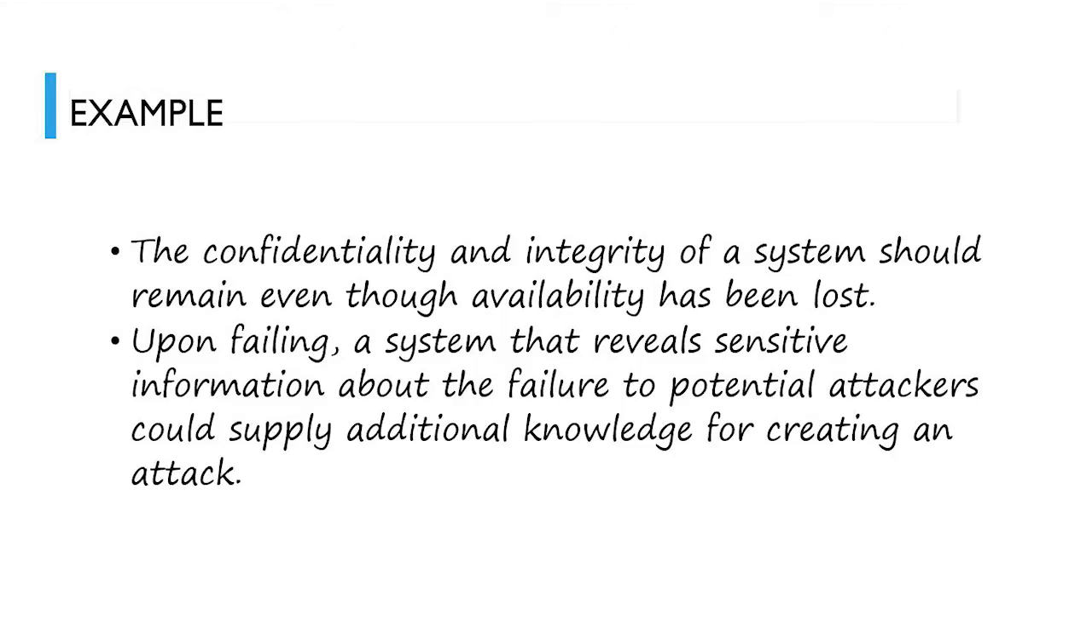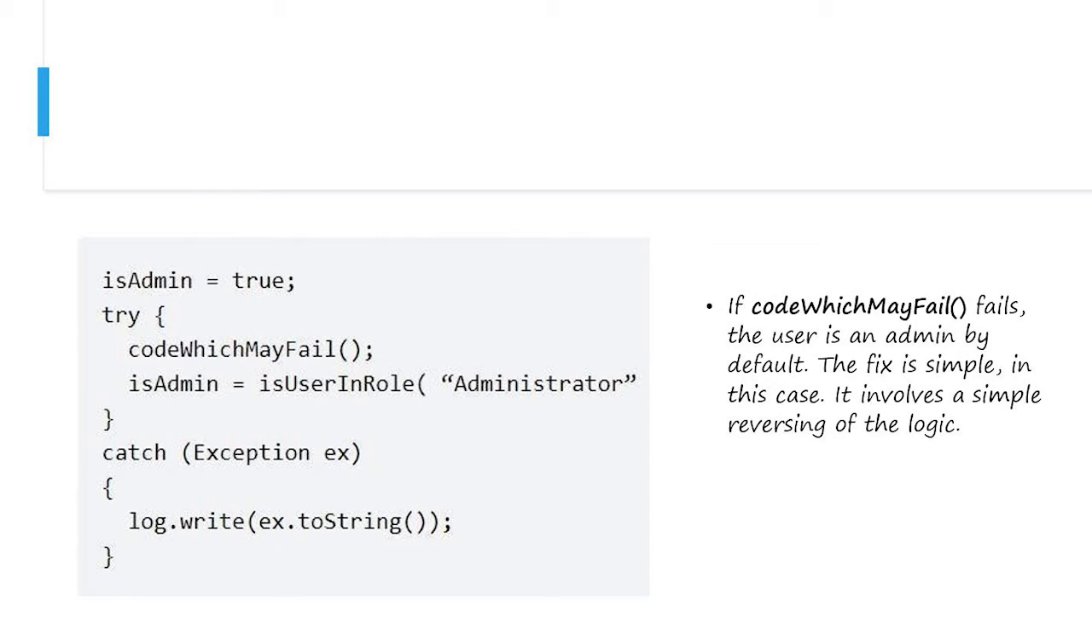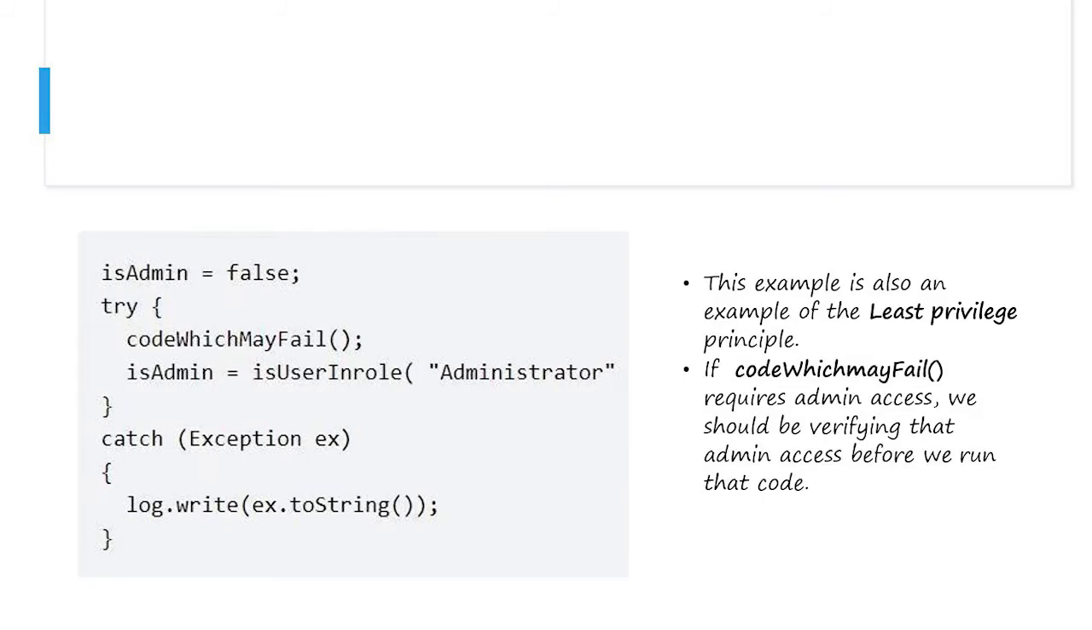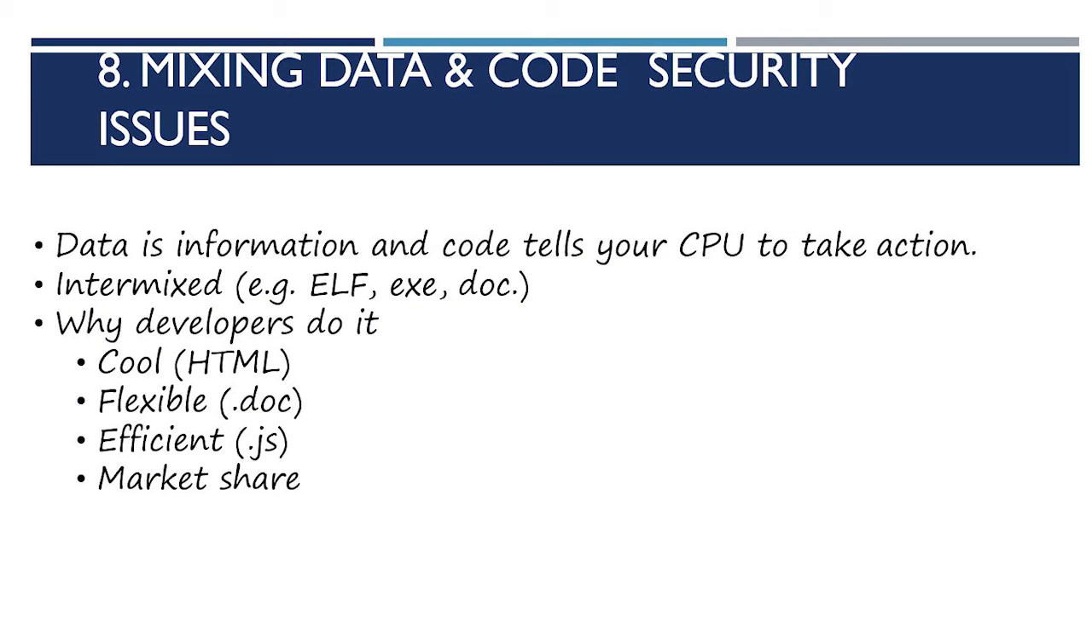So basically, we should determine what may occur when a system fails and be sure it does not threaten the system. For example, here in this code, if the code which may fail fails, the user is an admin by default. This is obviously a security risk. The fix is simple. In this case, it involves a simple reversing of the logic. As you can see here in this code, if the code which may fail requires admin access, we should be verifying the admin access before we run that code. This example is also an example of the least privilege principle, which states you should never grant more access than required.